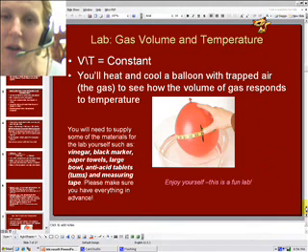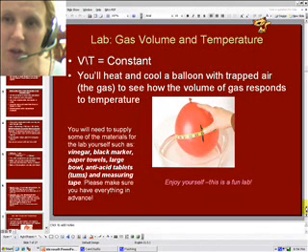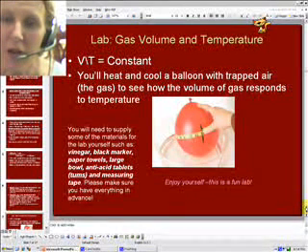Then, on Thursday and Friday, you're going to get to do a lab relating gas volume and temperature. And what you're going to do is heat and cool a balloon with trapped air, the gas, and see how the volume of the gas responds to temperature.